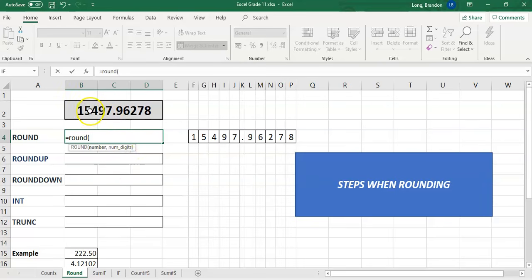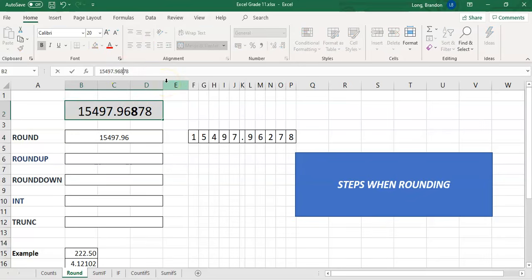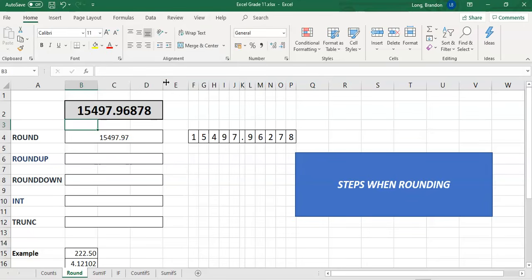So we want to round this number in B2, comma, how many digits do we want to round to? Well, if we say 2, let's have a look at what we get when we round to 2 digits. So there we go. It takes away everything after the second decimal. Now, because it's a 2, it rounds down to 96. If that 2 all of a sudden became an 8, you would see that it would now round up to 97.